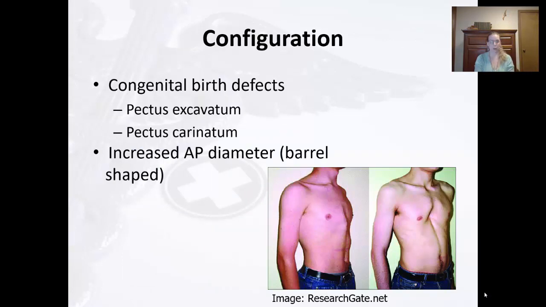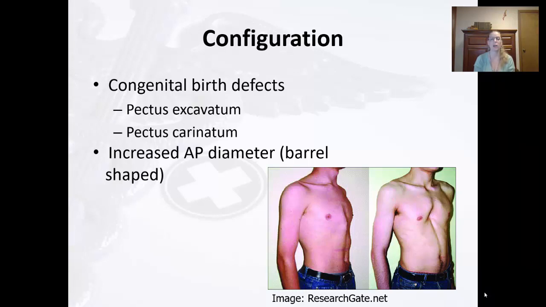There's some congenital birth defects that you might want to examine. The picture on the right shows pectus excavatum, and the picture on the left shows pectus carinatum. Usually, pectus carinatum does not need surgery unless it's for cosmetic purposes. But pectus excavatum, as you can see, could potentially compress the heart and the lungs. And so a lot of patients in their adolescent years will actually require surgery for this deformity.